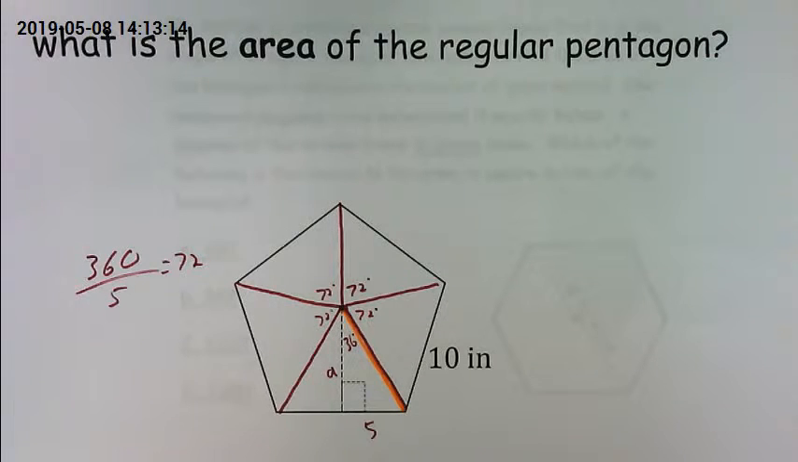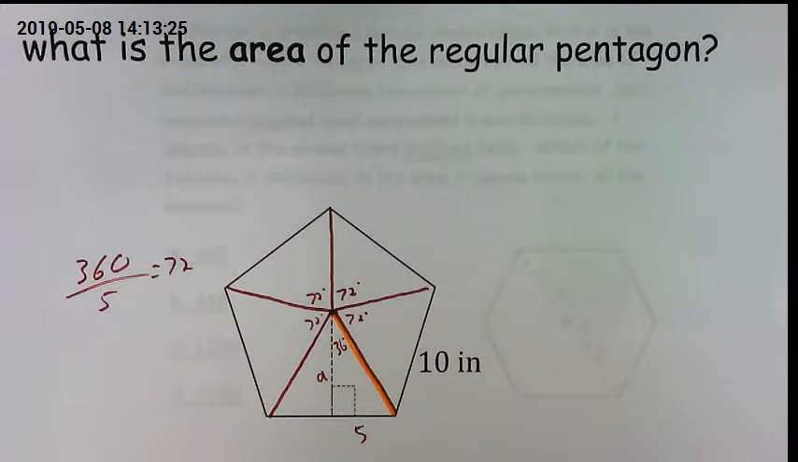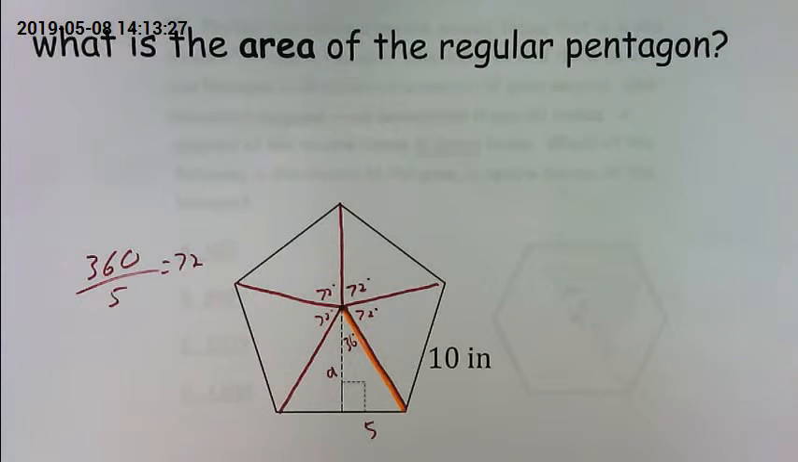How do you get 360? Because I split it into 5 equal chunks, so there are 5 sides. Around any single point there are 360 degrees. So then you just divide that into 5 equal parts.